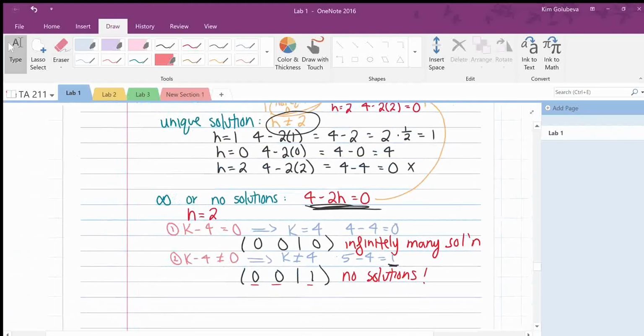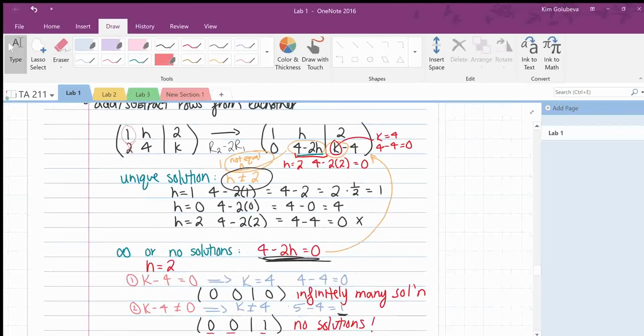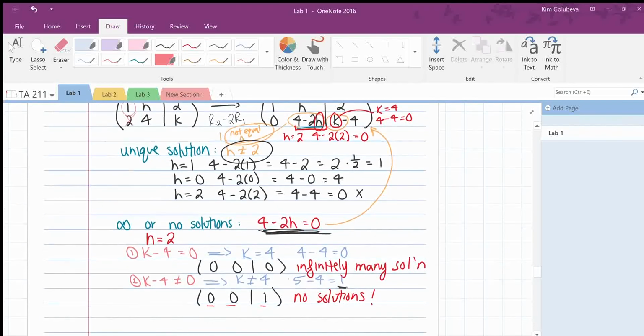Okay, so in these types of questions, you have to consider first the value in here, in this case your h value, and then you have to consider your k value to differentiate between infinitely many solutions or no solutions.